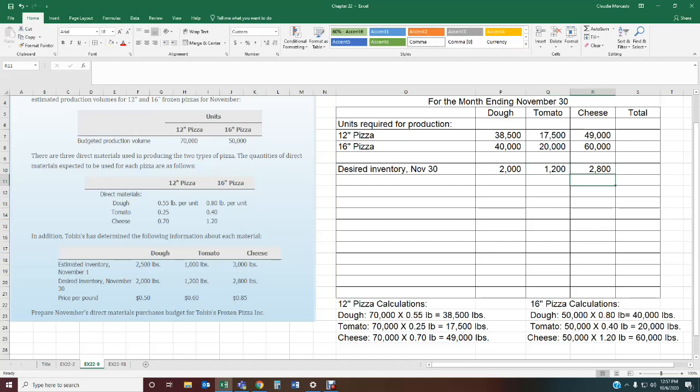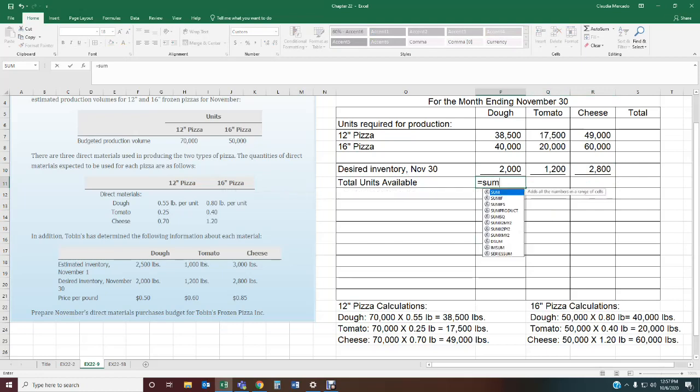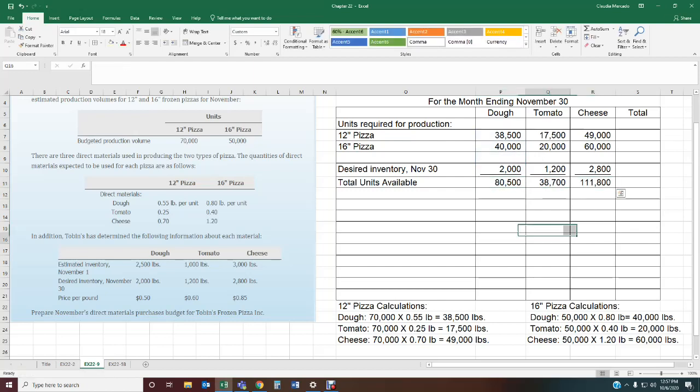Okay. So that is going to give us our total units available. So I'm going to add up my total dough for my 12-inch and my 16-inch pizza and my desired ending inventory. So I'm going to add all those three together for each of the columns. That way we can get our total for our dough, tomato, and cheese. Okay, so all I'm doing here is adding my different columns so I can get my total. That's all I'm doing. Just adding your different totals downward.